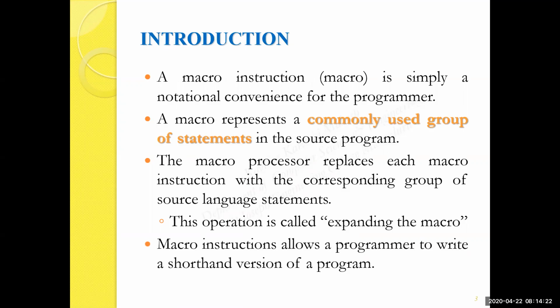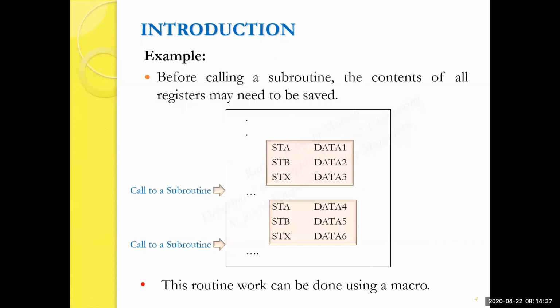A macro instruction, or in short, a macro, is simply a notational convenience for the programmer. In other words, a macro represents a commonly used group of statements in the source program. For example, suppose that it is necessary before calling a subroutine that all contents of registers have to be saved. On a machine like SIC or SIC/XE, this would require a sequence of instructions such as STA, STB, STX, and so forth, where A, B, X, etc. are the registers available on machine SIC or SIC/XE.